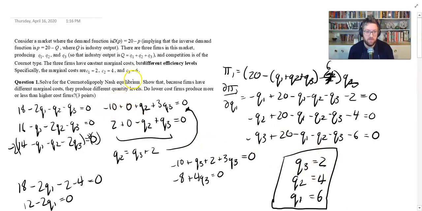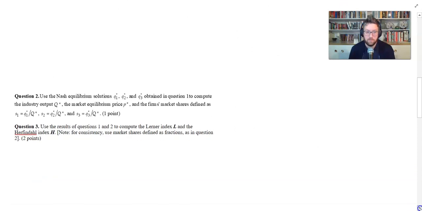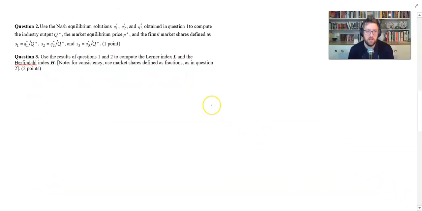So the most expensive firm has marginal cost of 6, and he also produces the least, just 2 units. The cheapest firm has marginal cost 2, and he's producing more. So this is a Nash equilibrium where the most efficient firms do indeed produce more than higher cost firms. All right. So using those solutions, compute the industry output, the market equilibrium price, and market shares.